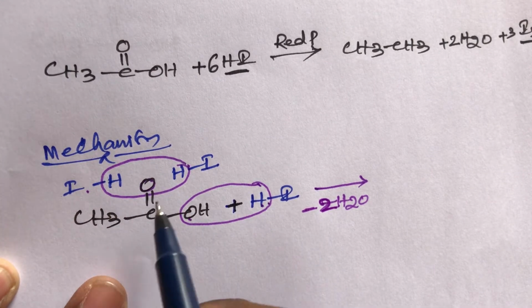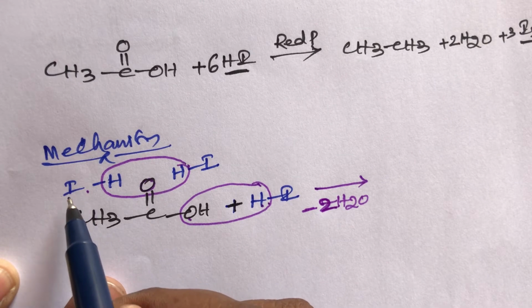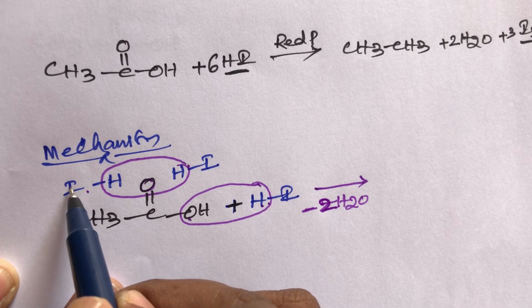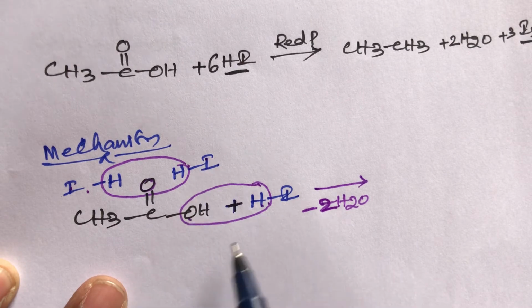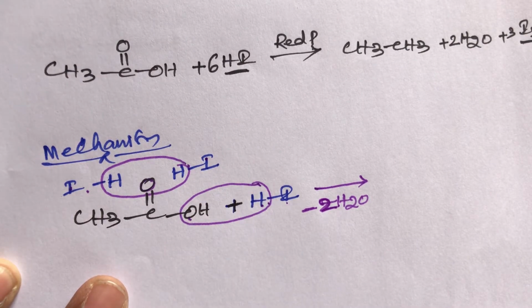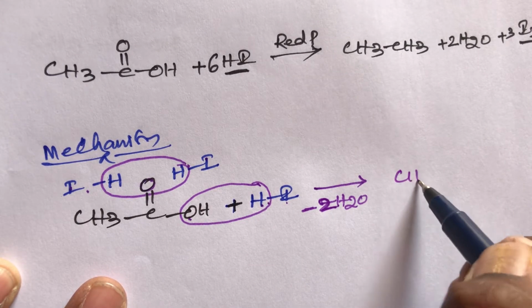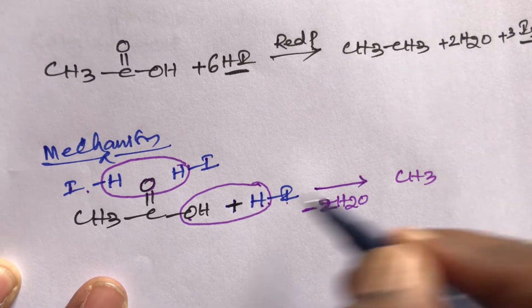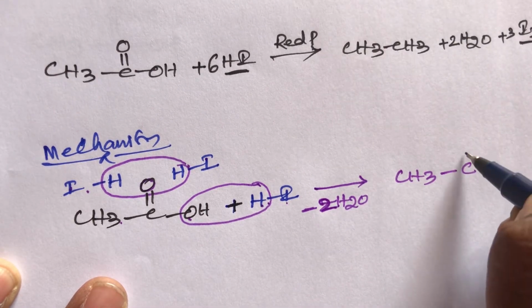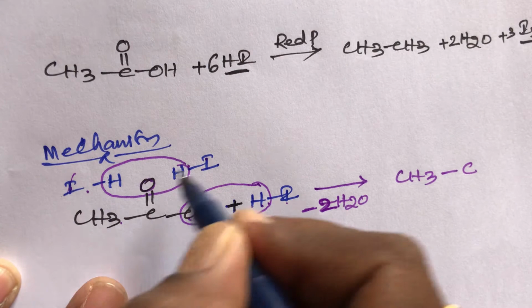So remaining, here 2 iodines are left. Here also 1 iodine, here also 1 iodine, and 1 more iodine from here. In total, 3 moles of iodines are left in this reaction. Now in the next step, here CH3, the same thing. On the carbon, here also 1 iodine, here also 1 iodine.